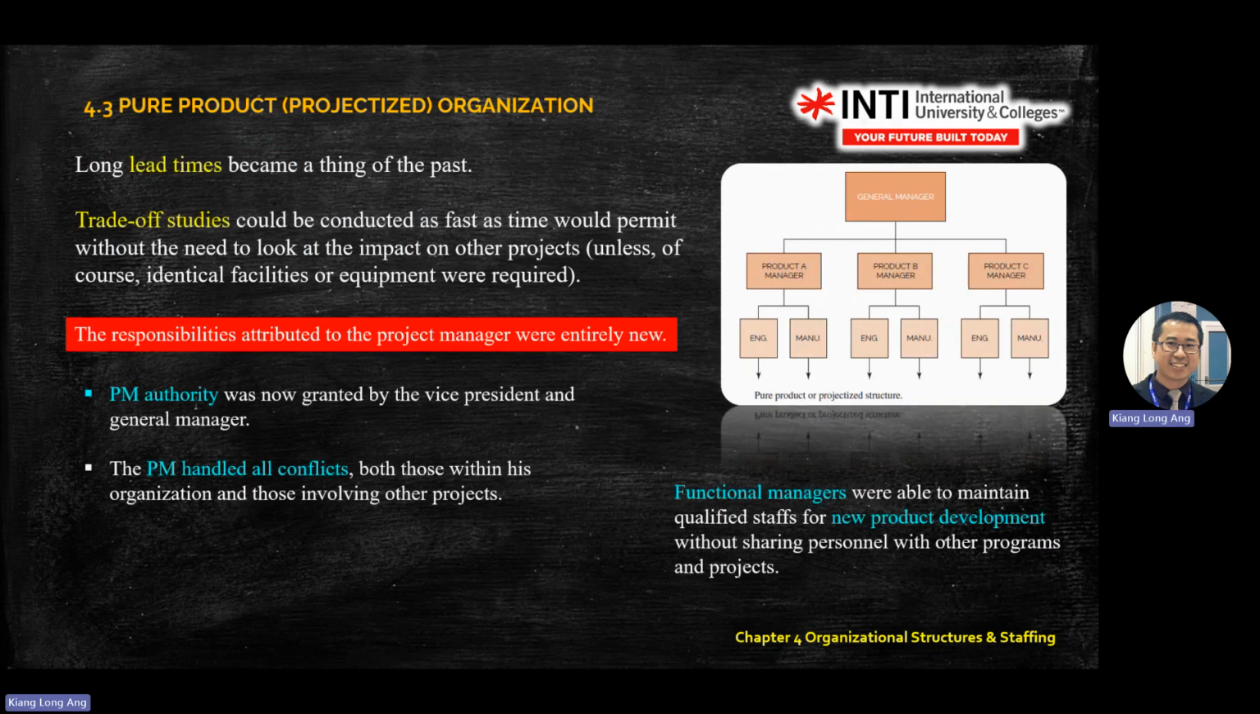So what is important to the project manager? The responsibilities attributed to the project manager are entirely new. The PM's authority is now granted by the vice presidents and general manager, meaning they are empowered by the vice president and general manager. Normally they report directly to the vice president or GM. Then the project manager handles all conflicts in this pure product organization, because the objective is to make sure the project succeeds.